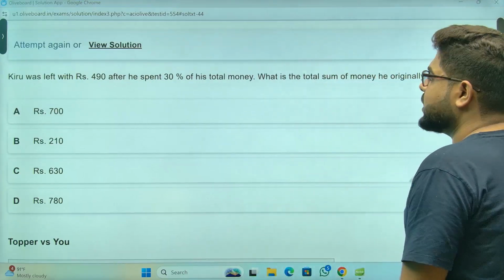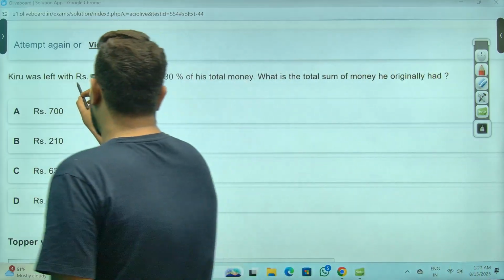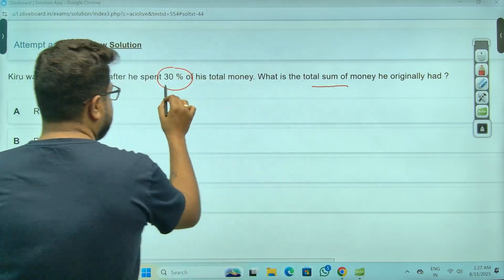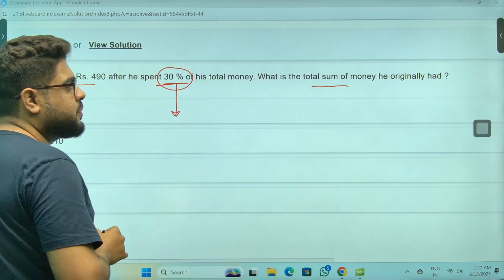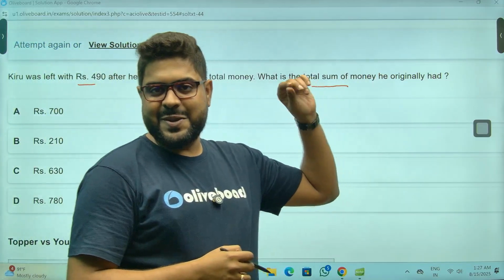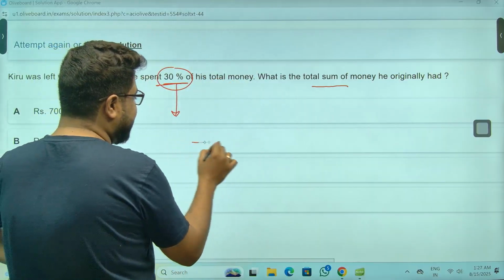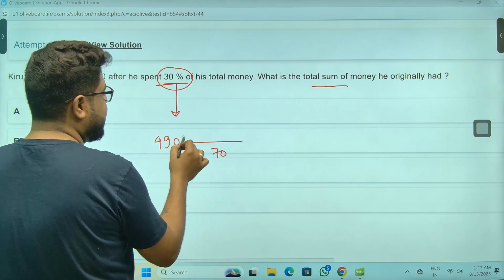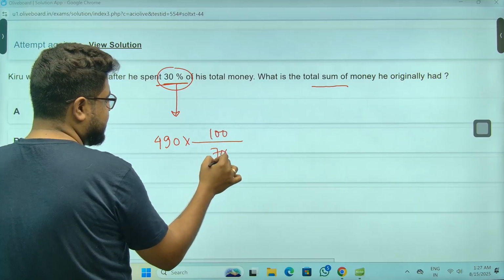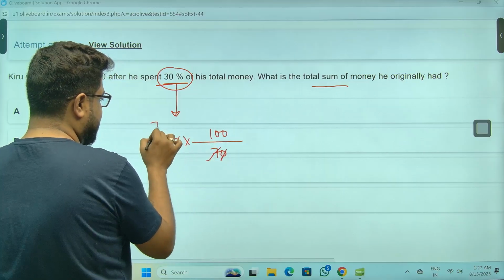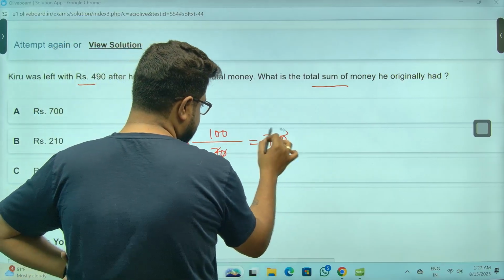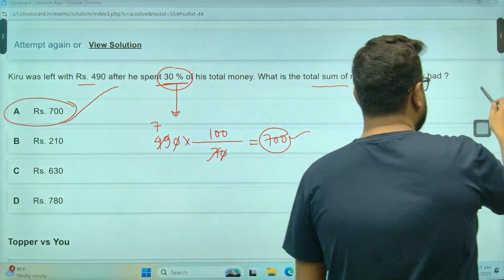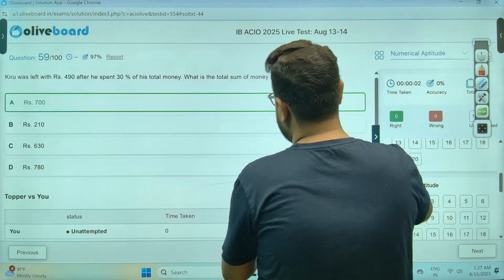Kidu. Baap re, kya acha naam hai. Left with 490 after spending 30%. Sir, what total sum? Sir, meaning 30% if he spends, he or she. I don't know. He. Chalo. So that means he is left with 70%. 70% is 490. So I need 100%. 100% ka value originally. So this 0, 0, 7, 7. So he had 700 rupees. 700 rupees, that is option A. So last few questions of this particular test were very, very easy.